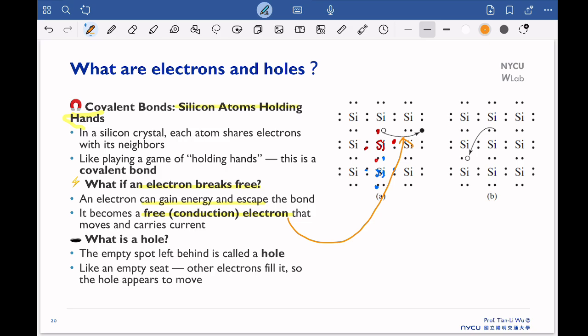And there's also another opposite concept that we call the holes here. The hole is just considered as an empty spot that's left behind. Once this electron moves away, this spot becomes empty, and we call it a hole. Like empty seats, when another electron fills in, the holes appear to move. So you have one empty place moving around, and that's what we call a hole.